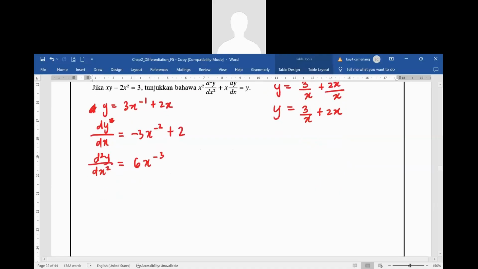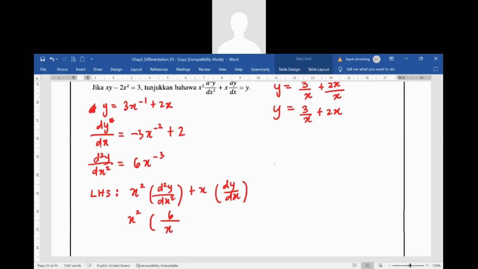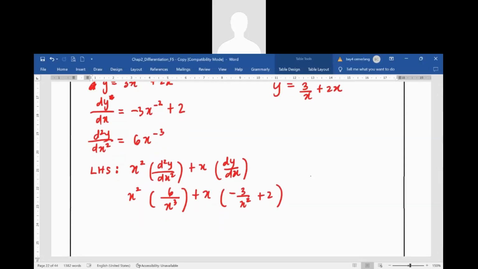Okay, now ganti everything. Ganti everything according to the equation. Let's say left hand side is equal to x square d square y over dx square plus x dy dx. Okay, kita cuba ganti dia. x square, your second order differentiation, write in a proper term. 6 over x cube, sebab x power negative 3, kita hantar bawah dia. dy dx dia adalah negative 3 over x square plus 2. Okay. Jadi, apa jawapan yang kita dapat?